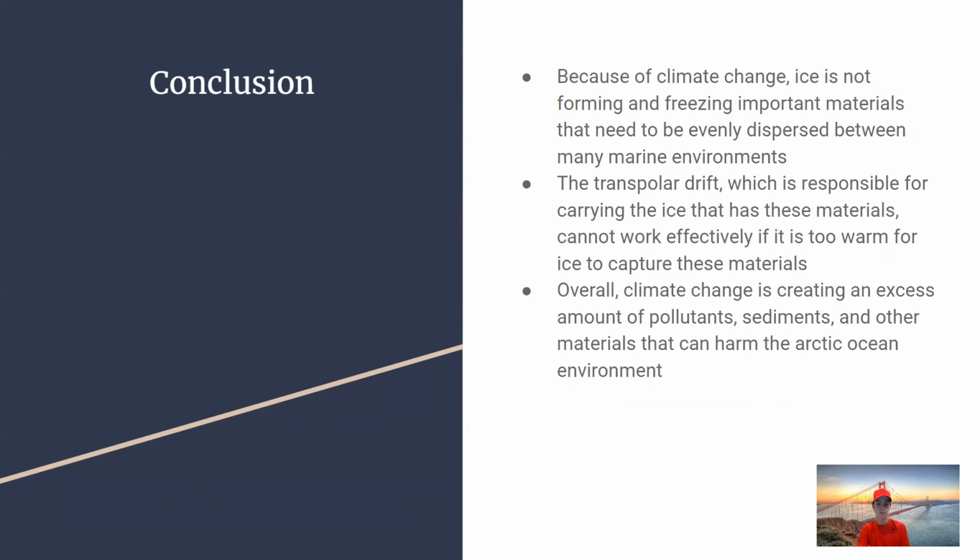And so in conclusion, because of climate change, ice isn't forming and freezing important materials that need to be evenly dispersed between many marine environments. The transpolar drift that's responsible for carrying that ice and these materials can't work effectively if it's too warm for ice to form or for ice to completely reach the edge of the Arctic Ocean. And so therefore, climate change is creating an excess amount of pollutants, sediments, and other materials in the Arctic Ocean, which creates a lack of these materials in other places, such as the Atlantic Ocean.